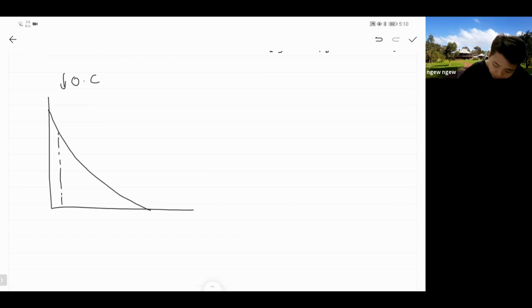So let's see. Originally, you are producing 1 extra unit of good X. This is the amount of good Y that you give up. And later on, if you are to produce 1 extra unit of X, this is the amount of Y that you give up. Therefore, you see, this is your first opportunity cost, and this is your later opportunity cost. You are giving up a lesser and lesser amount of Y for every extra unit of good X produced. That is what we call decreasing opportunity cost.